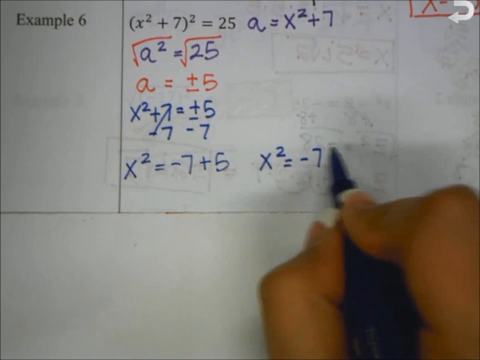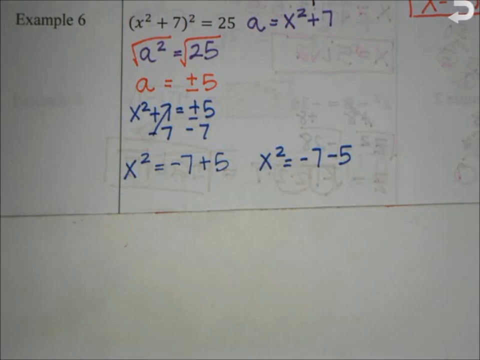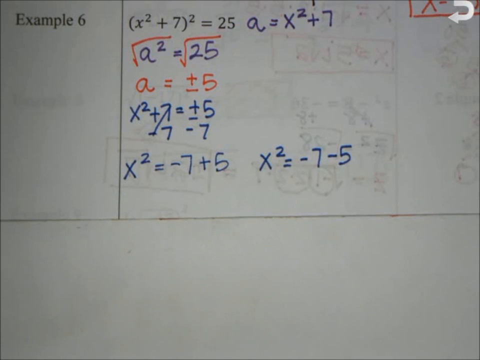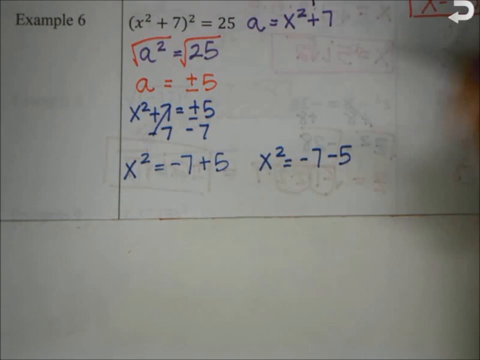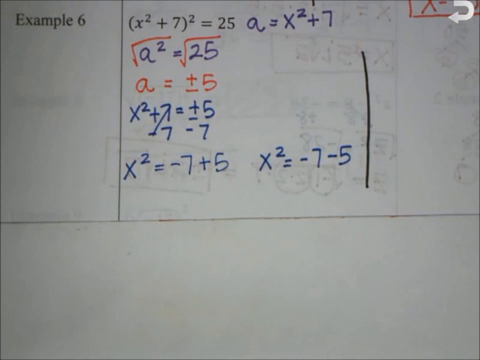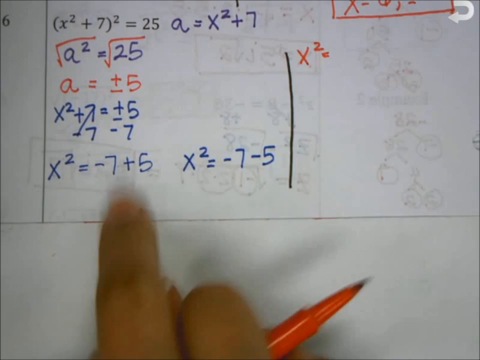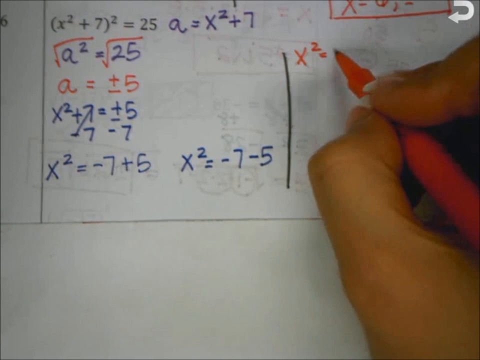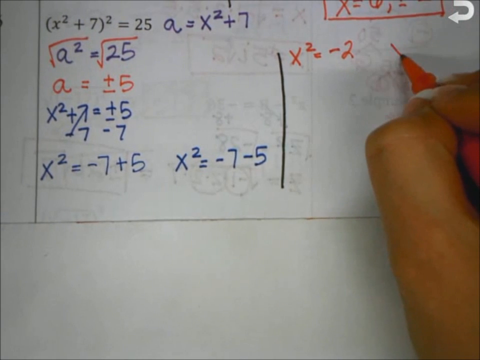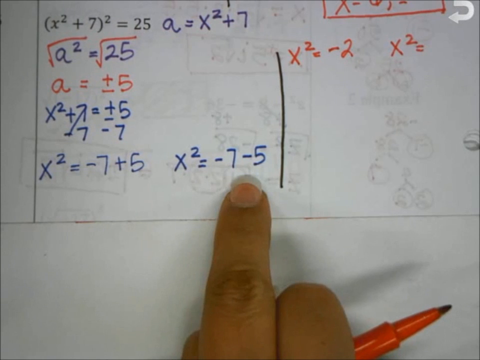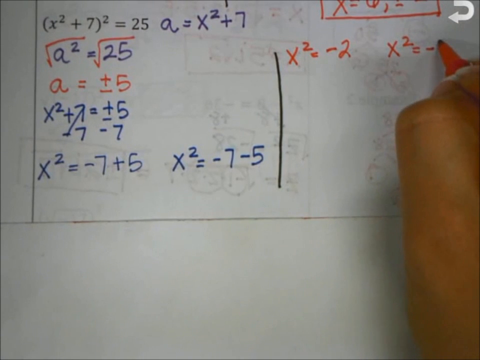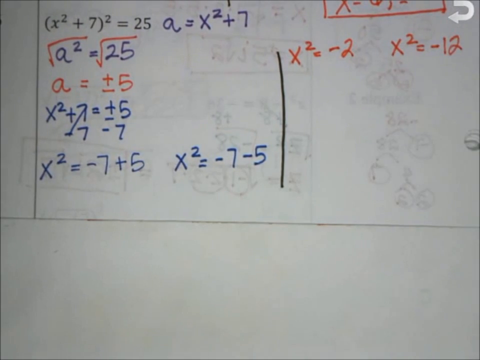Okay, so I'm going to bring that back up over here. So we are going to get, let's use this one, X squared equals negative 7 plus 5. What does that give me? Negative 2. And we also have X squared equals negative 7 minus 5? Negative 12. So now we have two X squareds and they're both by themselves. So I just get to take the square root. So let's square root both of these things.